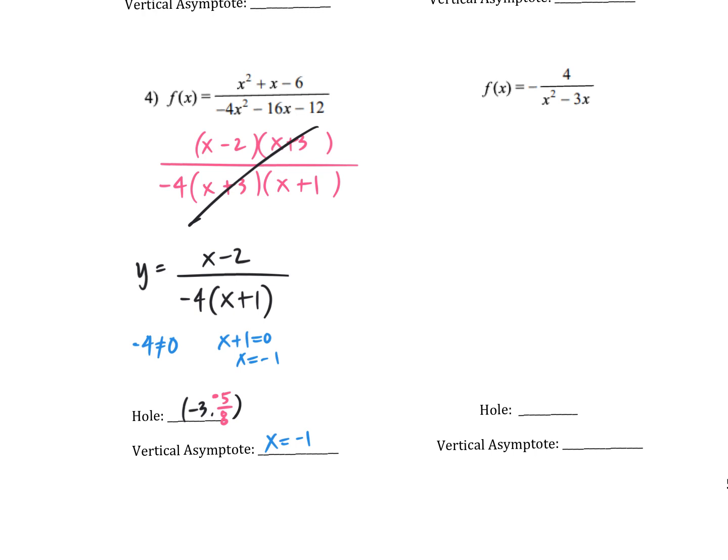You're going to do 55 and 56 of just finding the vertical asymptotes and the holes. That's it.